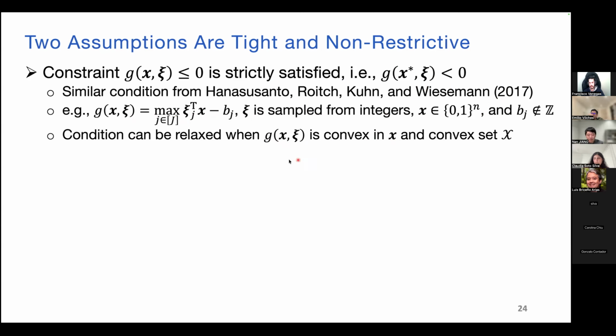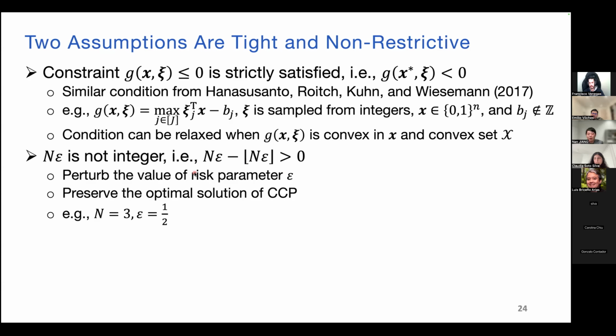Another condition is that n times epsilon is not an integer. This is also easy to manipulate, because we can perturb the value of epsilon, and this will still preserve the optimal solution of the original chance constraint programs. For example, you may be curious about why, when I started the presentation, I used 1/2 and didn't use something like 1/3. So here is the answer.